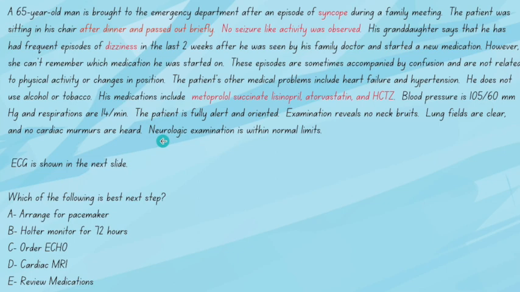Arrange for a pacemaker, hold the monitor for 72 hours, order an echo, cardio MRI, review medications. So review medications is the answer. Let's look at the ECG quickly and read the ECG.